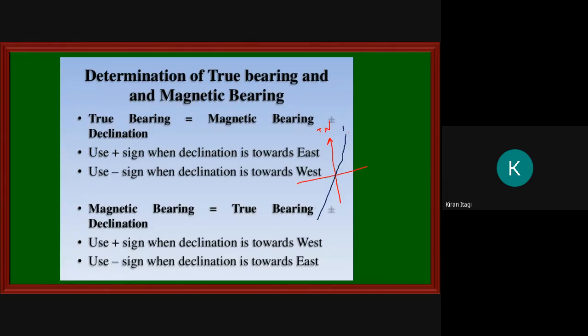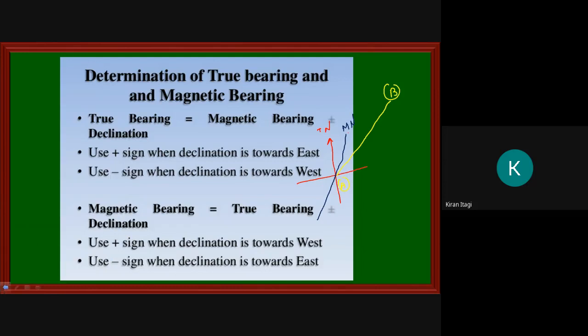So this is my magnetic north. Say it is bending towards the eastern side. Now, with yellow color, that is my bearing line. This is my bearing line from station A to station B.